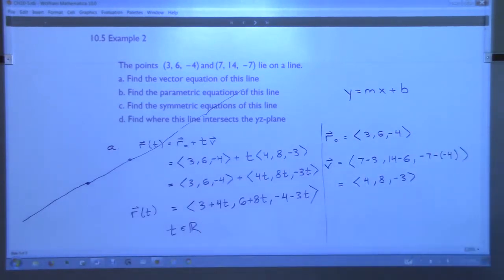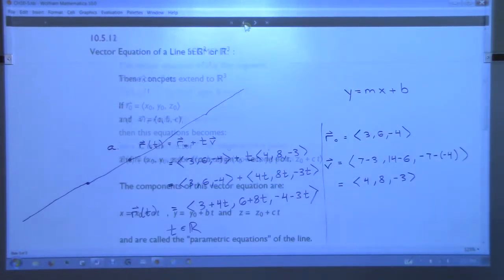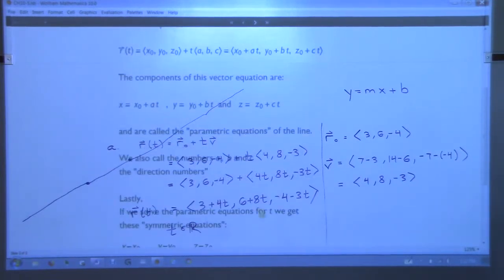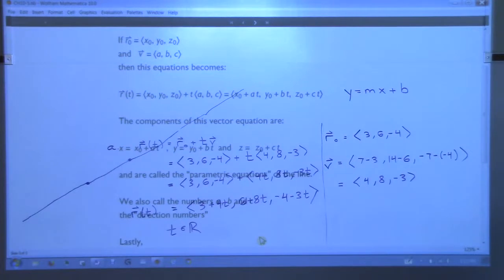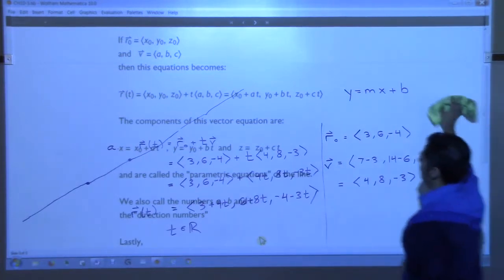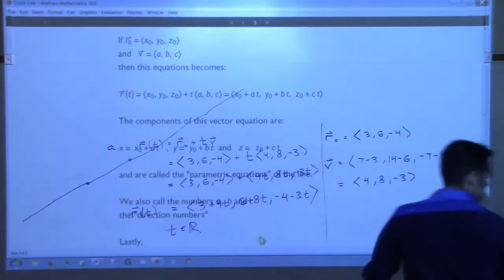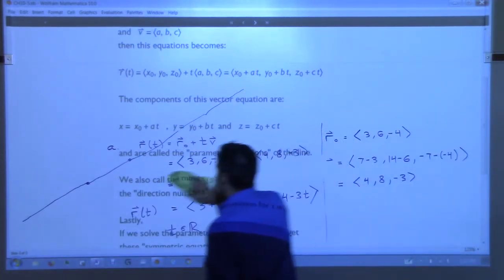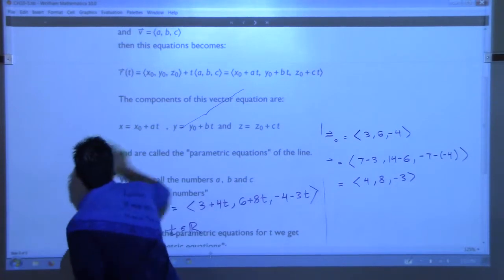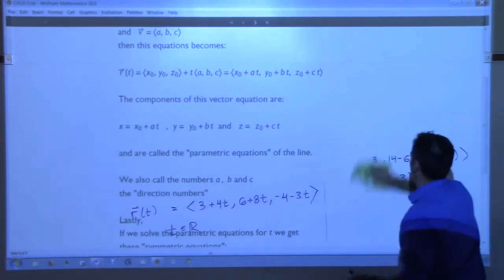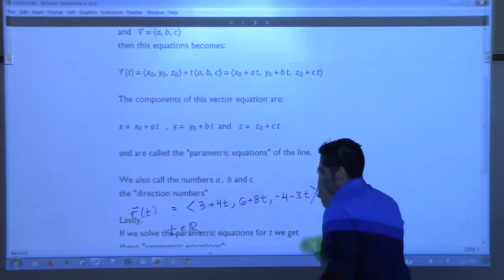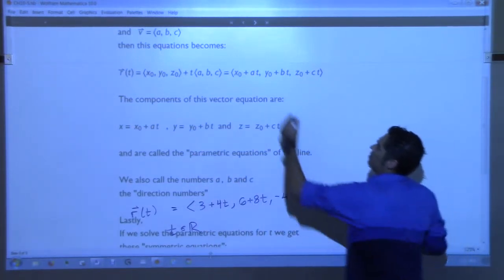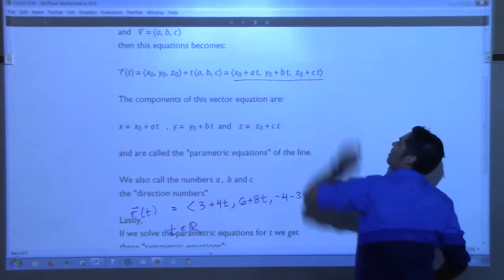All right, let's rewind here a little bit, back to the notes. So when you have the vector equation of a line, let me leave our answer up. Okay, here's our answer, right? So it looks like this, doesn't it? Isn't that what ours looks like?